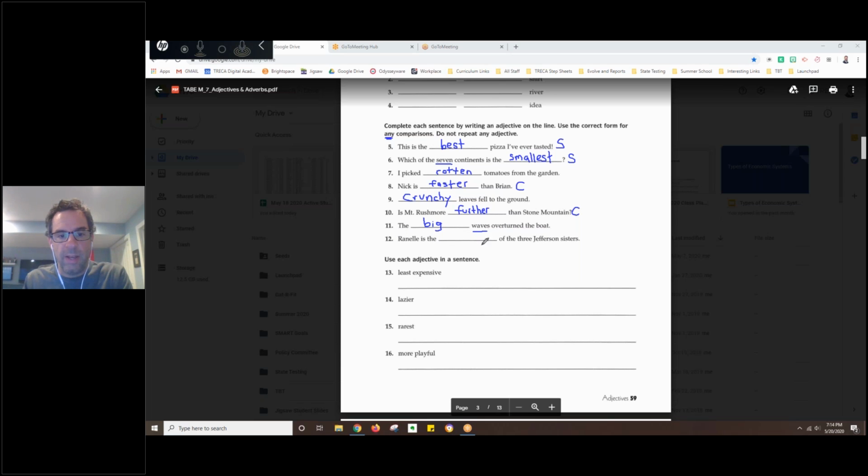Last, number 12, Rennell is the blank of the 3 Jefferson sisters. Hopefully you notice that we're comparing 1, 2, 3 sisters here. So what form do we use? We're going to use superlative. Let's do smartest.